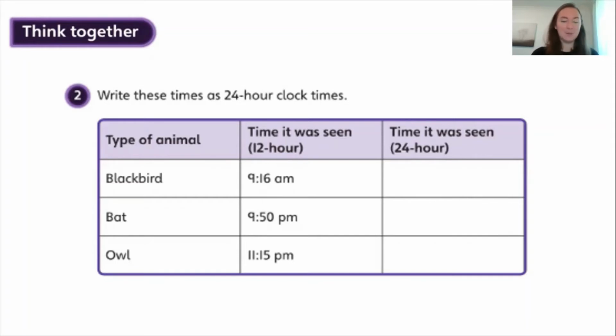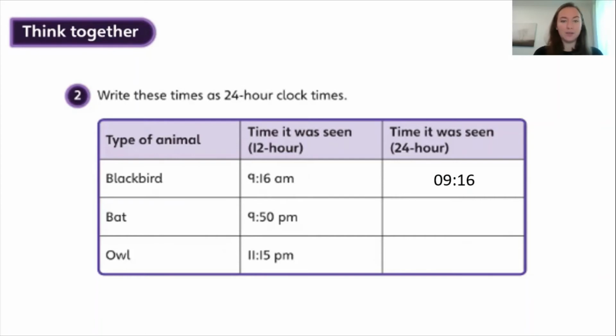All right, so the blackbird was seen at 9:16 a.m. Because this is an AM time, we don't need to add 12 on. We do, however, need to put a 0 in front of that 9 so that we have got 4 digits as our 24-hour time. I haven't written the AM here because it's not necessary. Where the hours are 12 or less, it means that it is AM and in the morning. Greater than 12 means it is in the afternoon or evening.